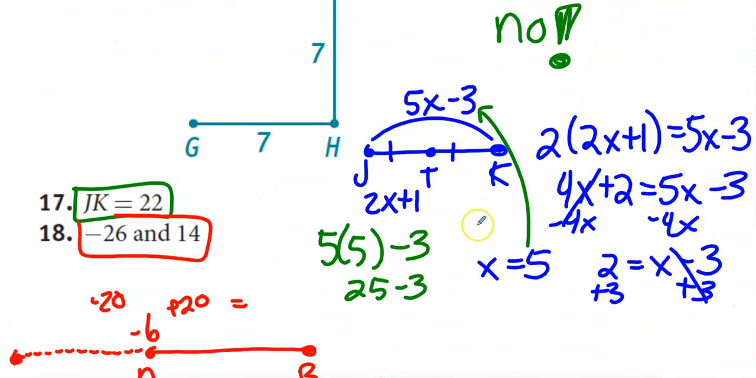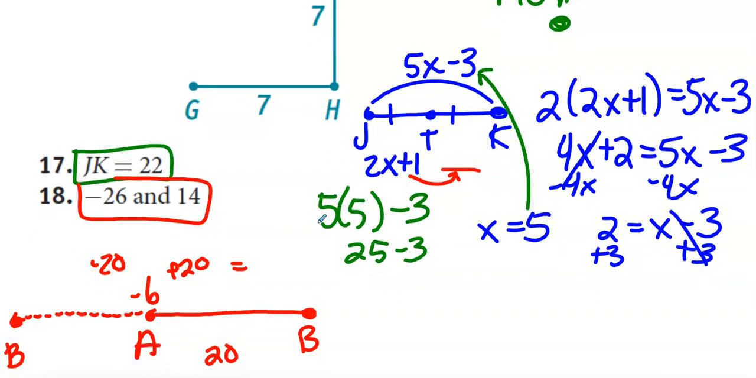On 17, this is my picture over here. So T is the midpoint. The whole thing was 5x minus 3. Part of it was 2x plus 1, and so I didn't have the other part. So again, I can duplicate it. I can repeat it because the midpoint is the same. So overall, you should have had 4x plus 2 equals 5x minus 3. Once you solve that equation, you would get x equals 5. Ultimately, you wanted you to find JK, which is the whole thing. So I'm going to substitute 5 into my whole entire equation to get the final answer of 22.